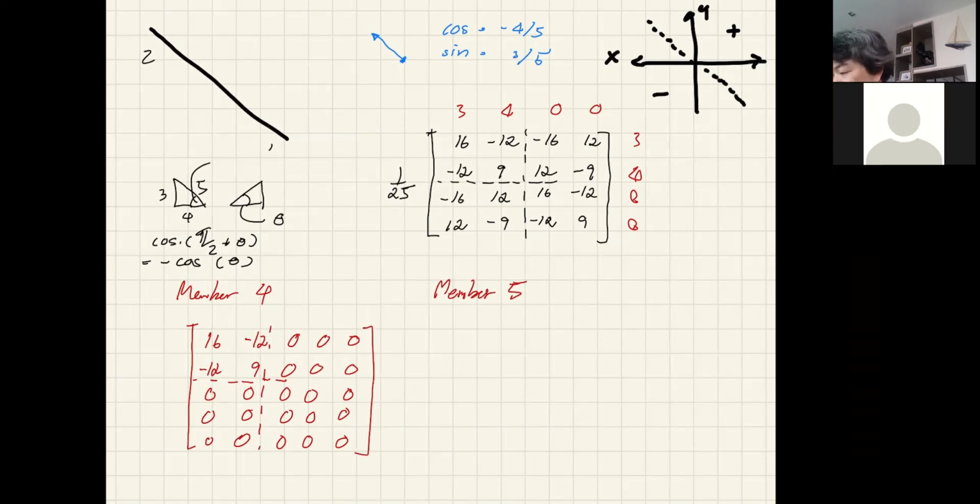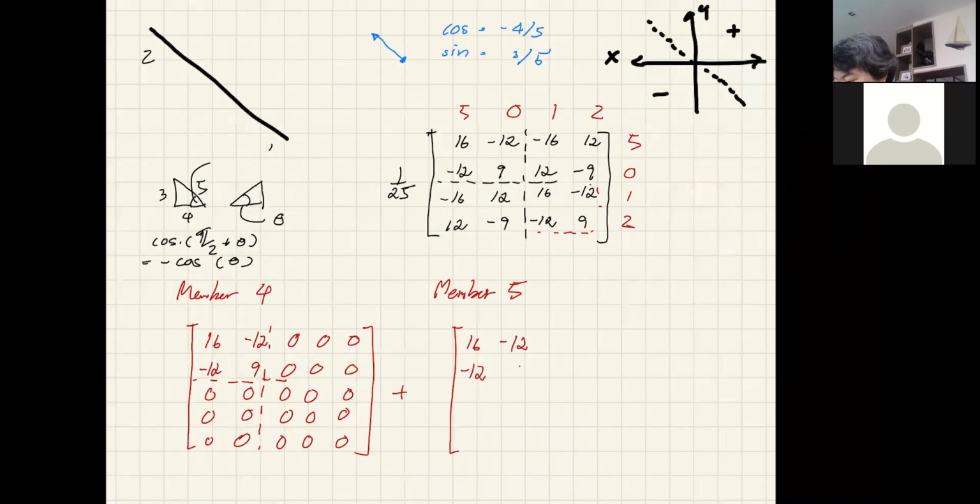Okay, member number 5, let me go back and use this. Code for 5 is 5, 0, 1, and 2. So it's a bit tricky. But if you are mindful, if you can concentrate, let's take care of the 1, 2 first, okay? This submatrix right here. So it's 16, minus 12, minus 12, and then 9.